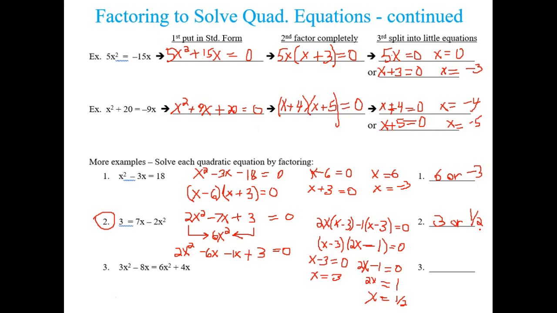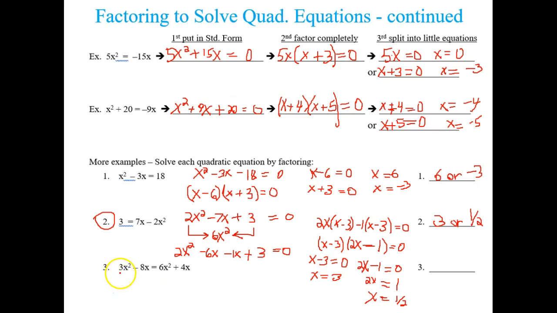Now, whenever you have the AC method involved and you're solving a quadratic equation, you're going to get a fraction for at least one of your answers. So be aware of that. All right. In the last example, it's kind of got things on both sides. So we want to combine some terms, move everything to the same side.